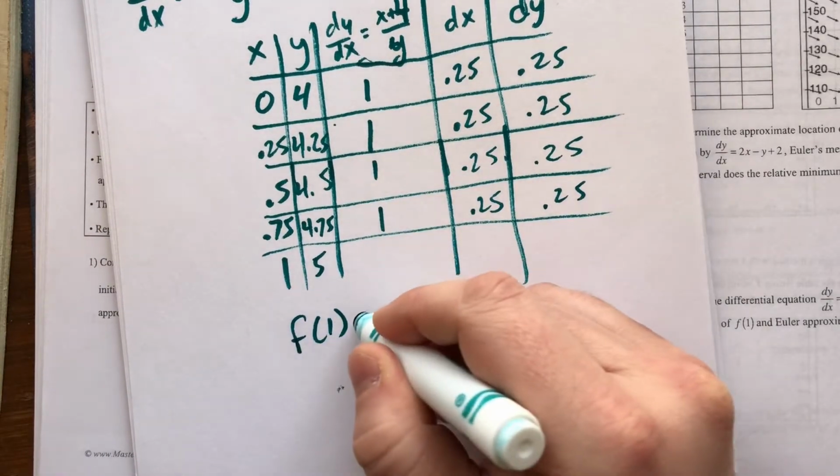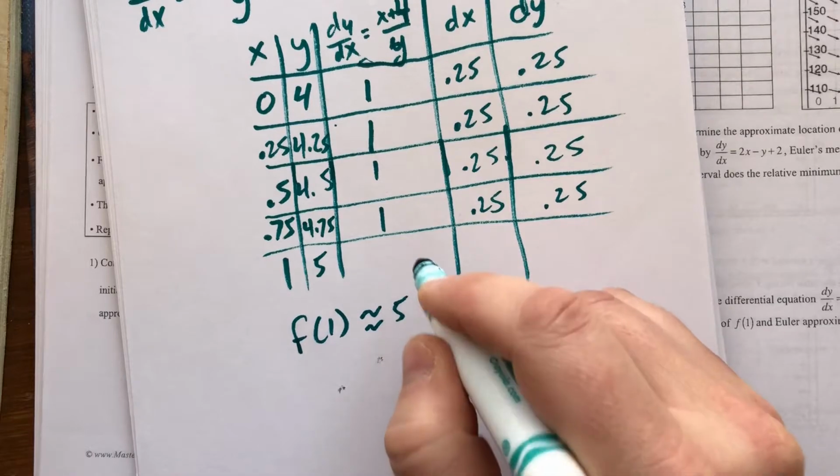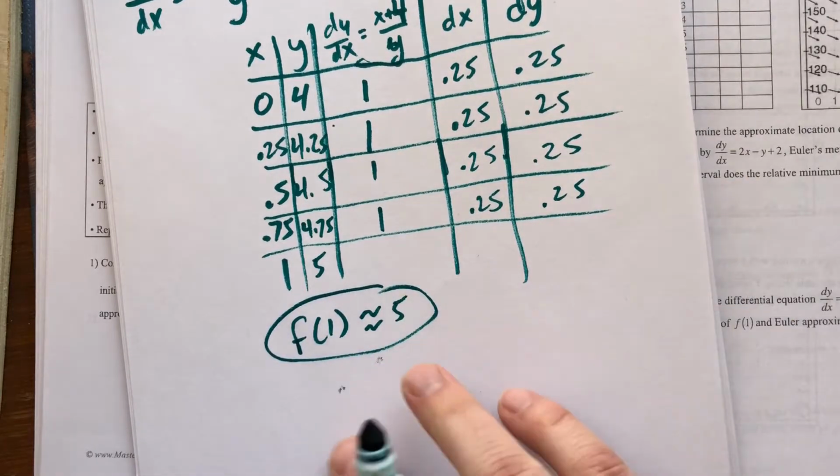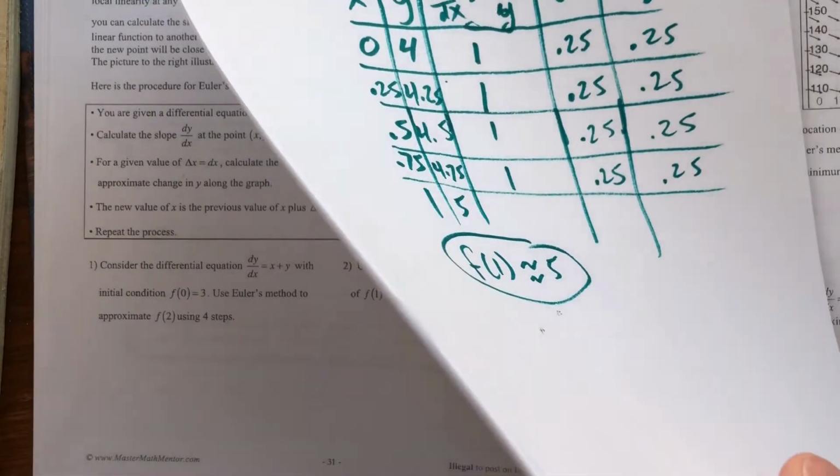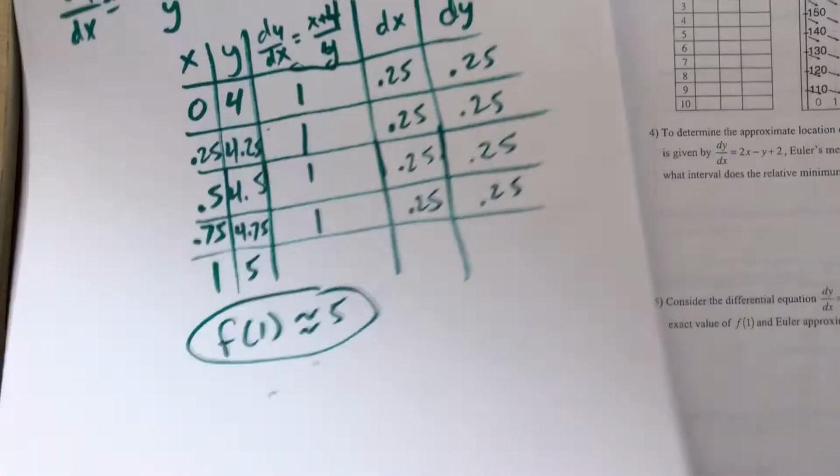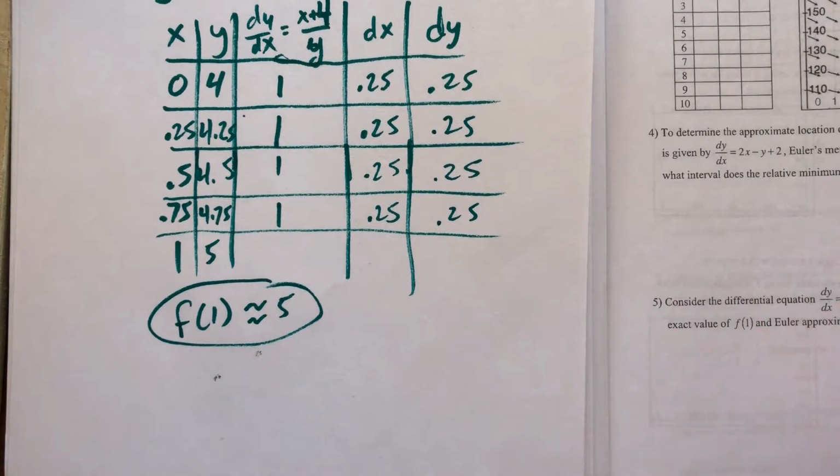So I got that f of 1 is approximately equal to 5. The way that worked, I kind of feel like it's going to be exactly 5.